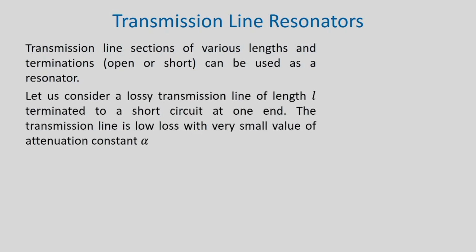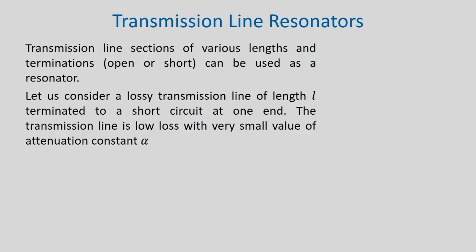Now, let us consider a lossy transmission line of length L, and let us assume that it is terminated to a short circuit at one end. We also consider the transmission line to be of low loss with very small value of attenuation constant alpha. Now, this is shown in the figure. We have a transmission line section of length L, and alpha is the attenuation constant, Z naught is the characteristic impedance, and beta is the propagation constant.